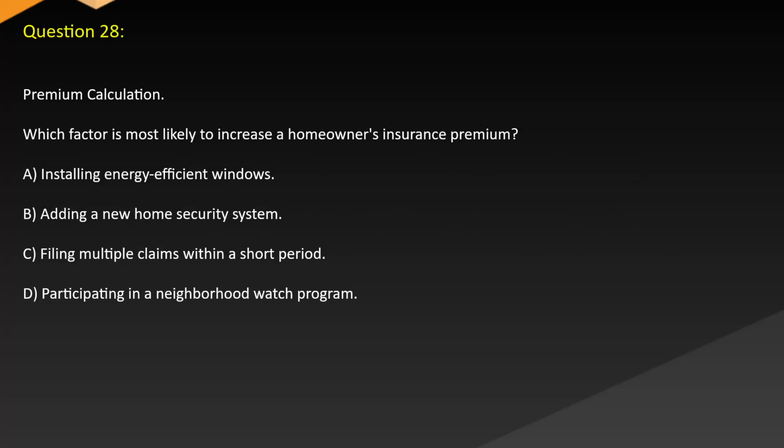Question 28. Premium calculation. Which factor is most likely to increase a homeowner's insurance premium? A. Installing energy-efficient windows. B. Adding a new home security system. C. Filing multiple claims within a short period. D. Participating in a neighborhood watch program.